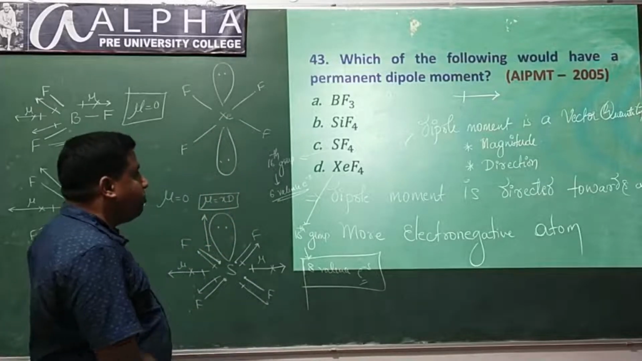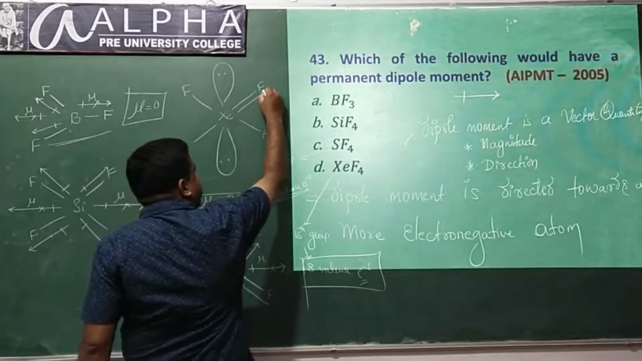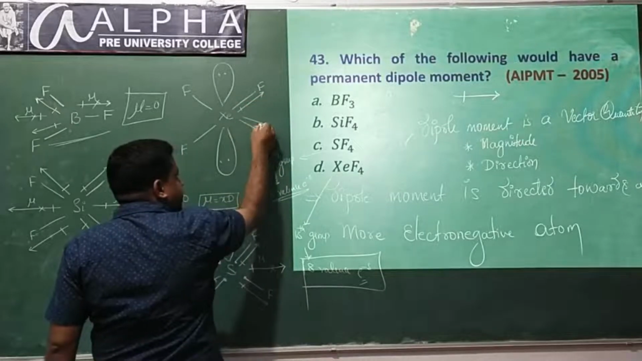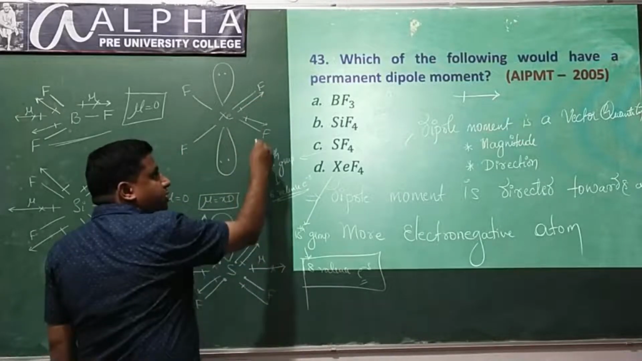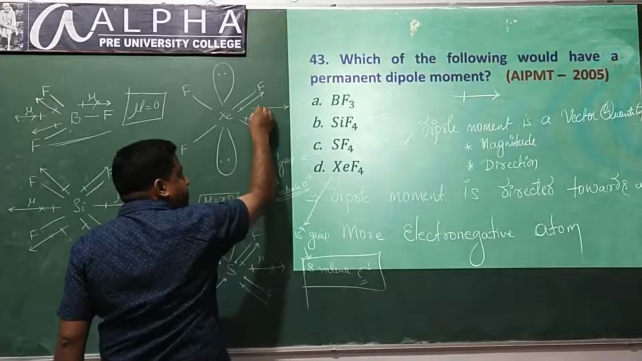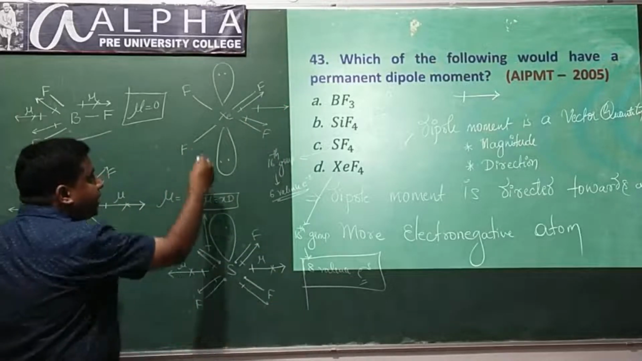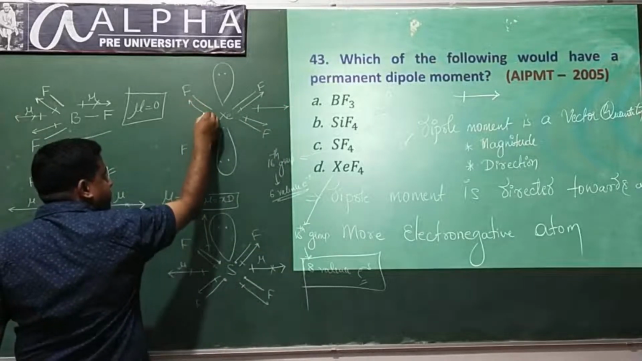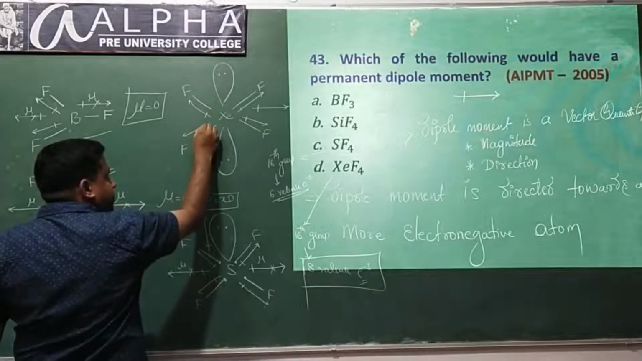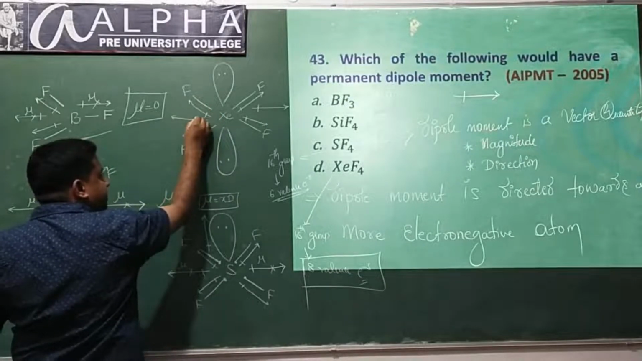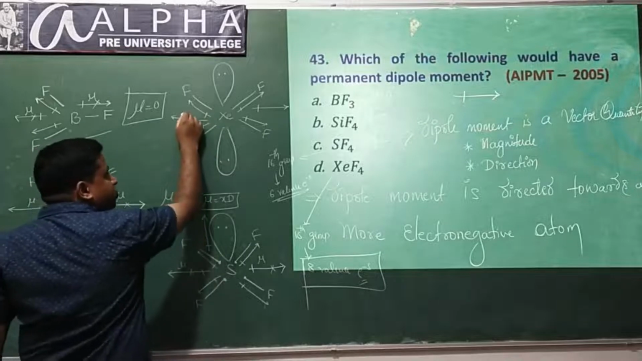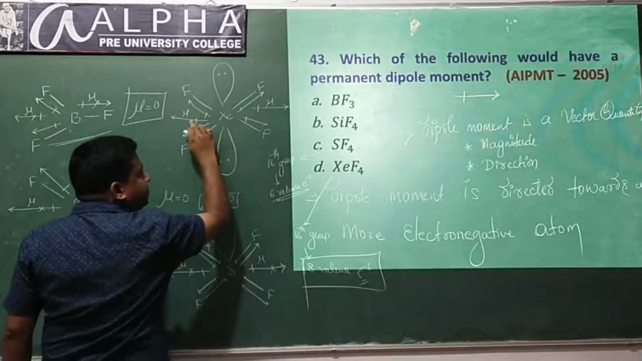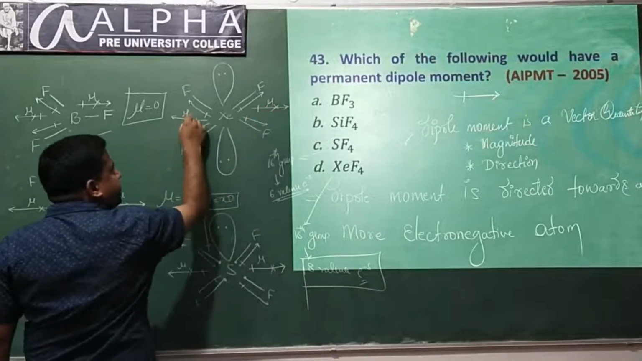Again, go ahead with the dipole moment. Here it is in this direction, here it is in this direction. Therefore, what will be the net dipole moment? The net dipole moment will be in this direction. Okay, so these two are equal and opposite dipoles. Therefore, they cancel each other.